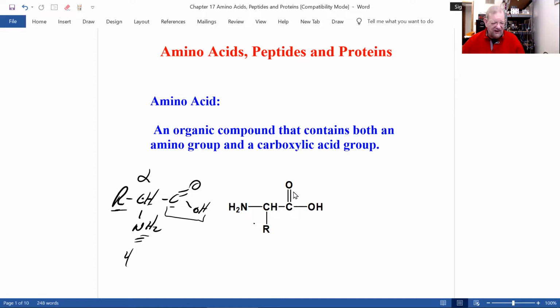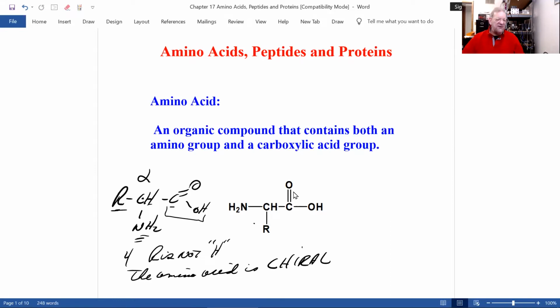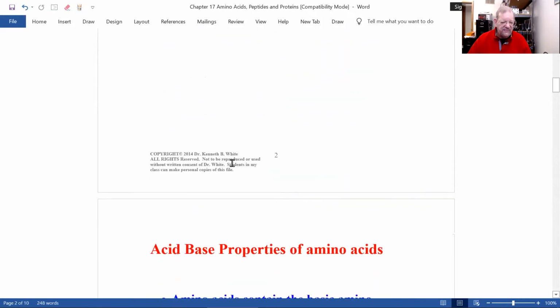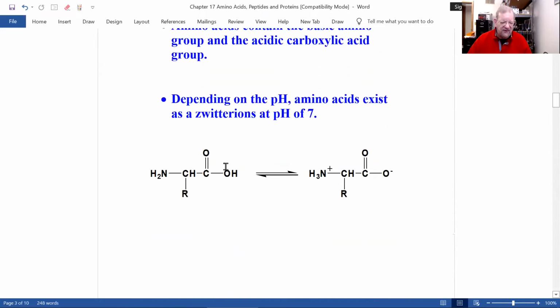So when R is not hydrogen, the amino acid is chiral. And you put amino acids together to make peptides and peptides to make proteins. And here I say it's chiral. And glycine is the one when it's hydrogen. You don't have to know any names of amino acids. And the Zwitter ion, I'm not going to ask.